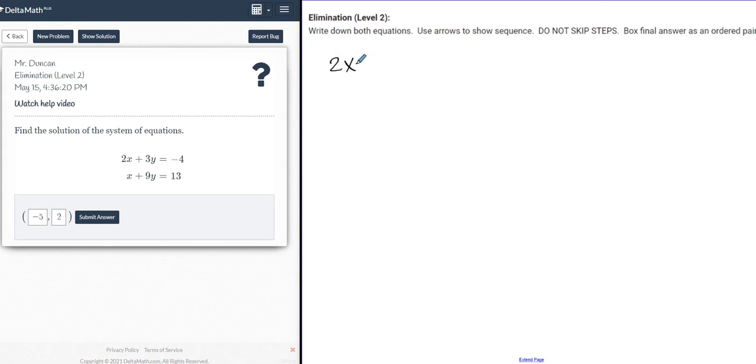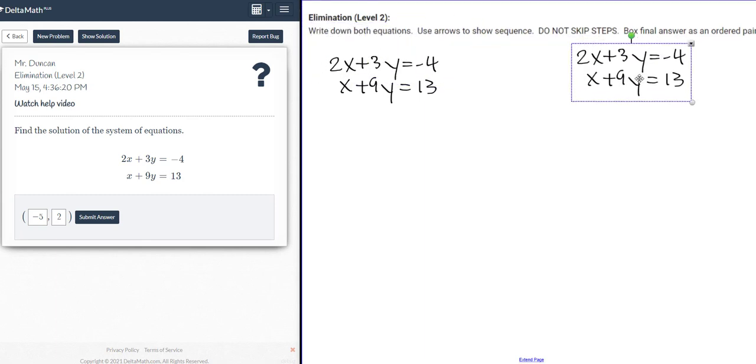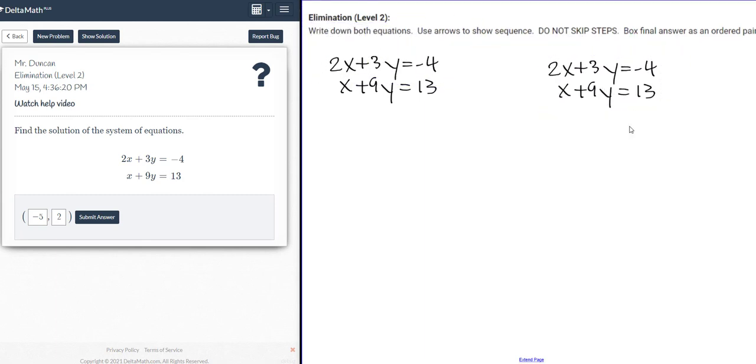So 2x plus 3y is equal to negative 4. Underneath that, we have x plus 9y is equal to 13. And what I'm going to do is solve this two different ways to underscore a key idea: you don't have to necessarily do it exactly the same way. I mean, the steps you're going to use are going to be the same.